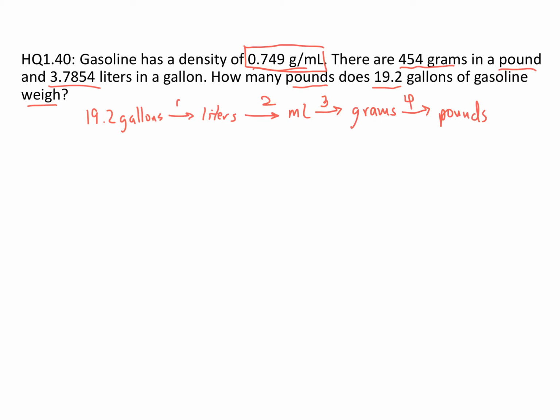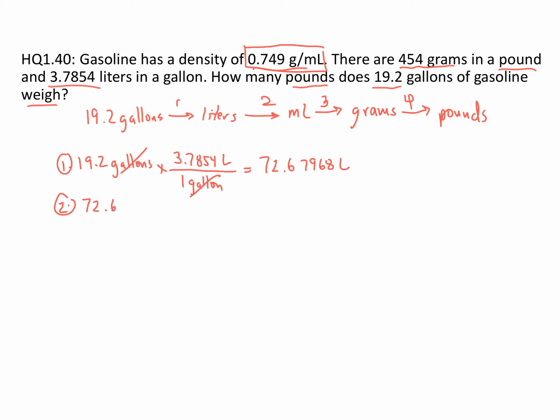So step 1, 19.2 gallons. And I know that in every 1 gallon, I have 3.7854 liters. Gallons cancel out, and I have approximately 72.67968 liters.